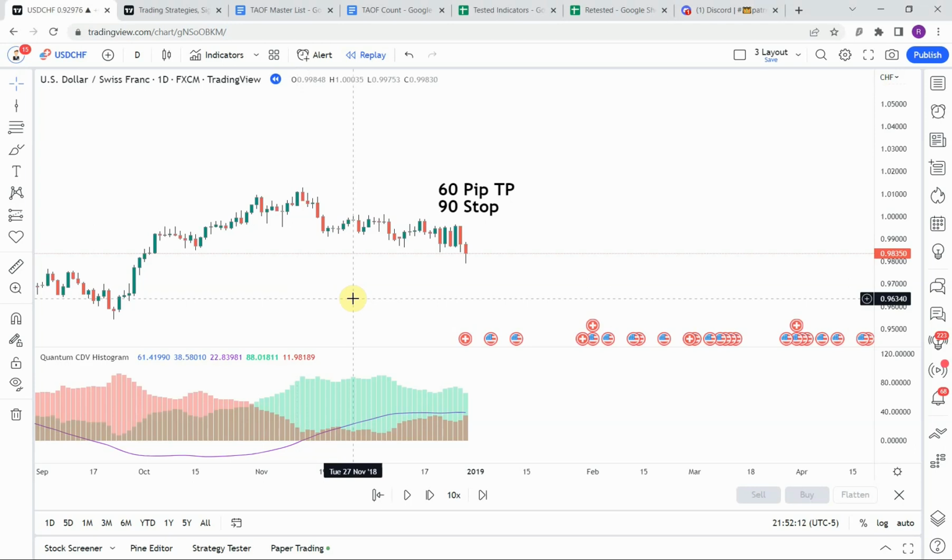Today we will be testing the quantum CDV histogram indicator.